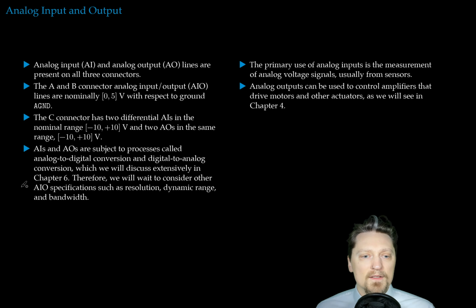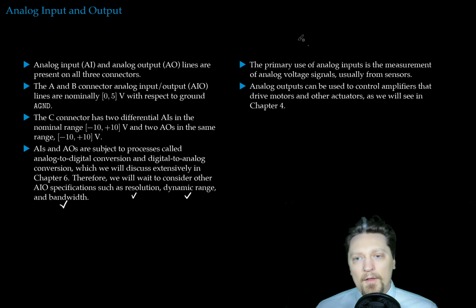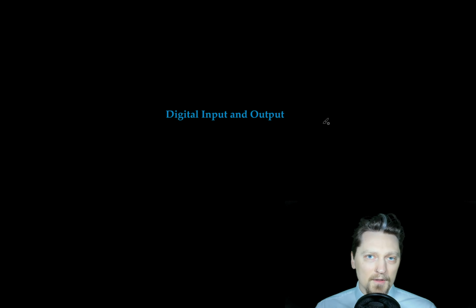Therefore, we will wait to consider other analog input-output specifications such as resolution, dynamic range, and bandwidth, which will be covered in that chapter. The primary use of analog inputs is the measurement of analog voltage signals, usually from sensors. Analog outputs can be used to control amplifiers that drive motors and other actuators, as we will see in Chapter 4 coming up.